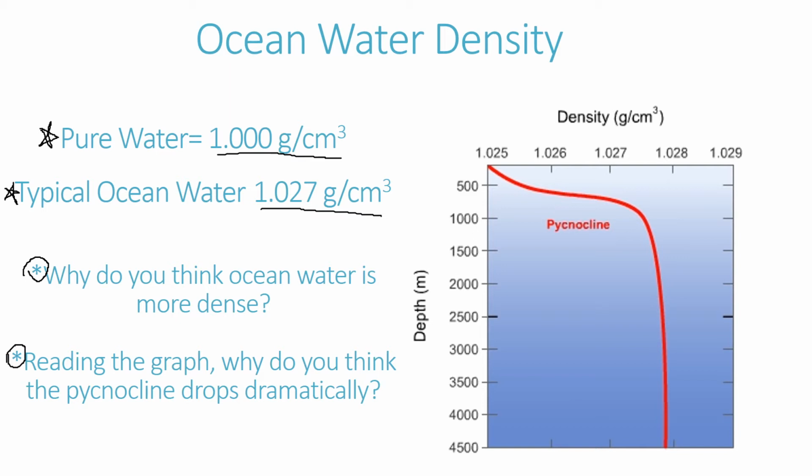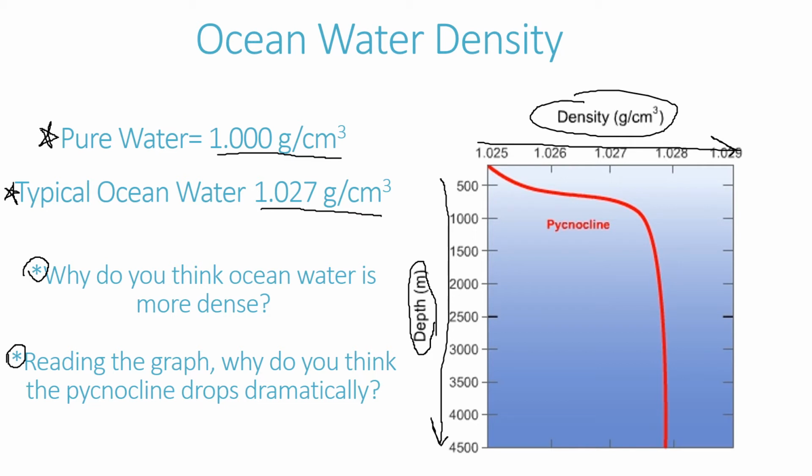So if we're looking at the graph over here on the right, we're talking about the pycnocline in the water. Now remember, that was one of our vocabulary words. Pycnocline is the zone of rapid change in density due to the temperature in the water and the salinity in the water. At the top, we see the density levels, and they're increasing as they move to the right. And along the side, we see the depth in meters. It starts at shallow and moves deeper as it moves down.